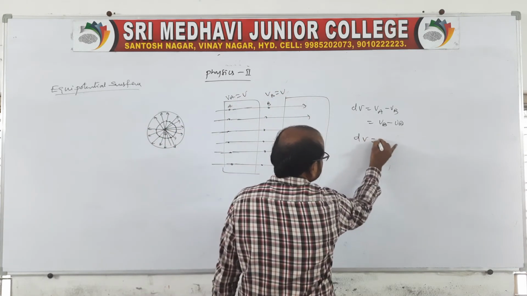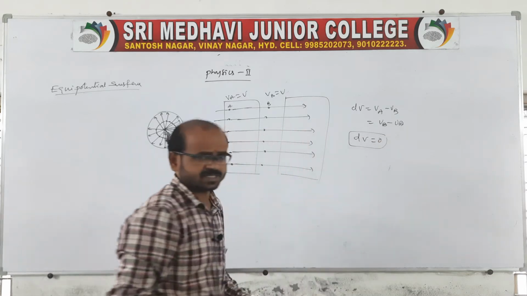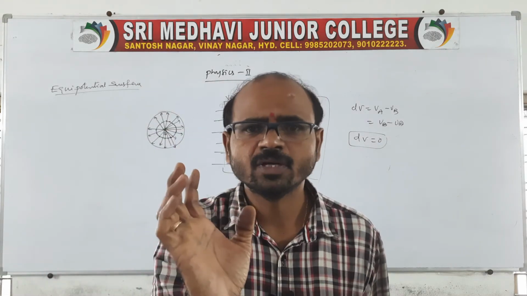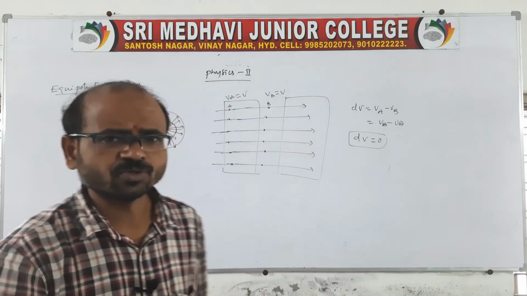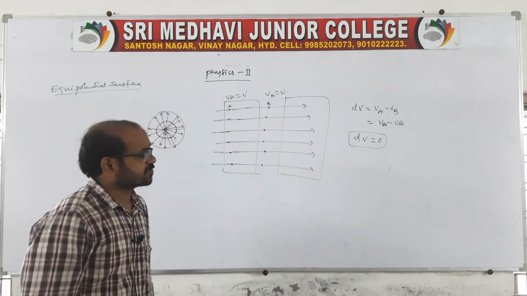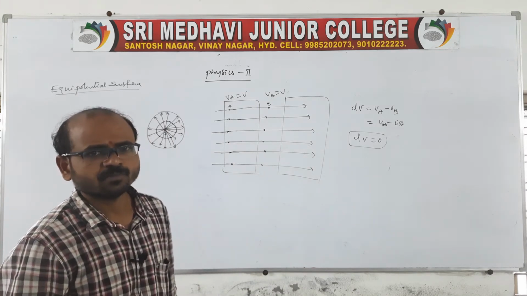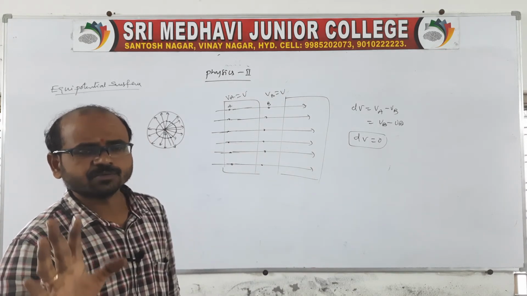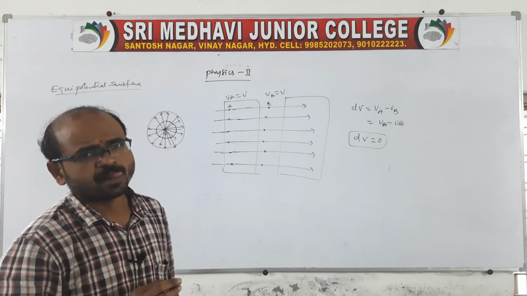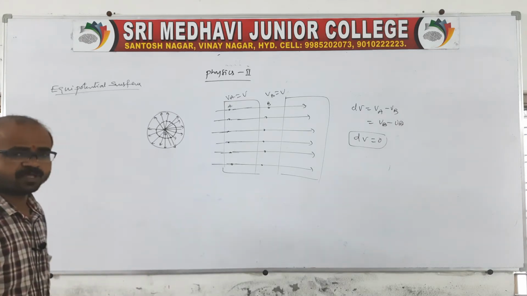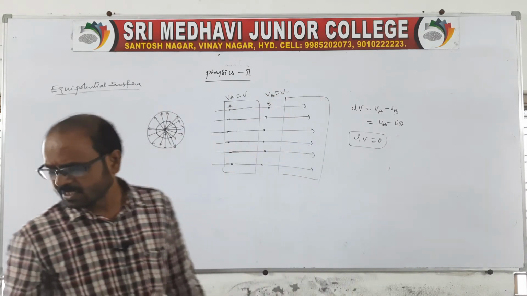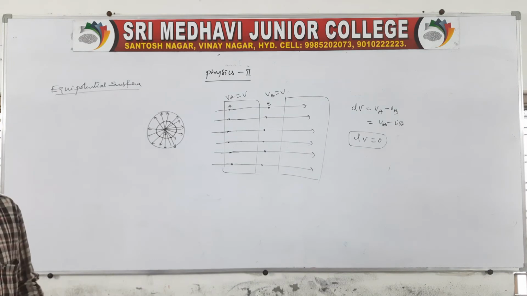Therefore the difference between any 2 points on an equipotential surface remains 0, because the potential is the same everywhere. When the potential is the same everywhere, then what will happen? The difference will be 0. The potential difference will be 0 because the field intensity is the same everywhere. When the field intensity is the same as well as the potential also the same, then we can say the potential difference between any 2 points is 0.